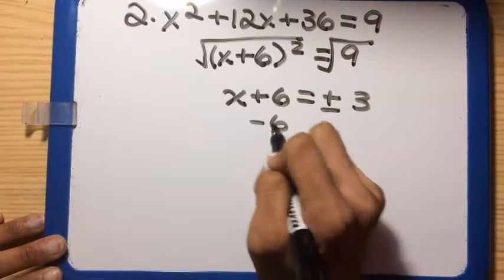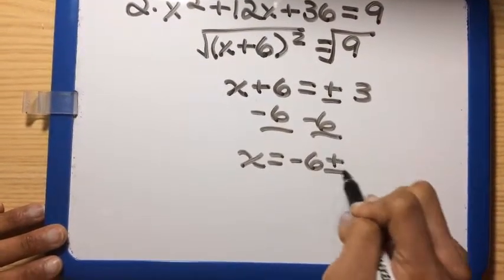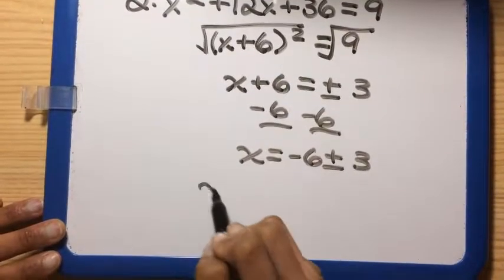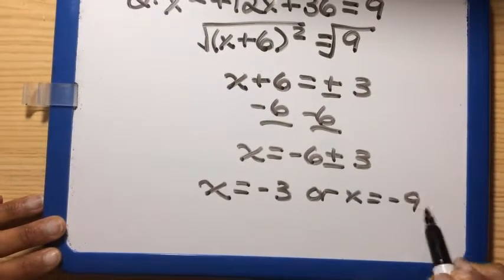Now we're going to subtract 6 on both sides. We get x is equal to negative 6 plus or minus 3. Now you can combine like terms. We get x is equal to negative 3 or x is equal to negative 9.